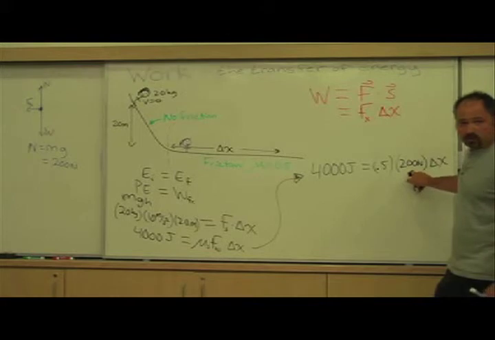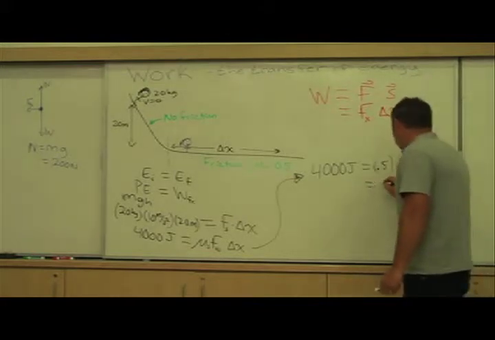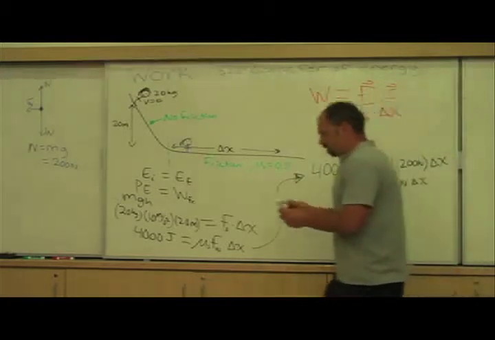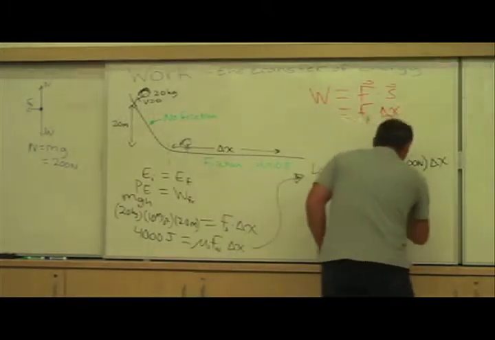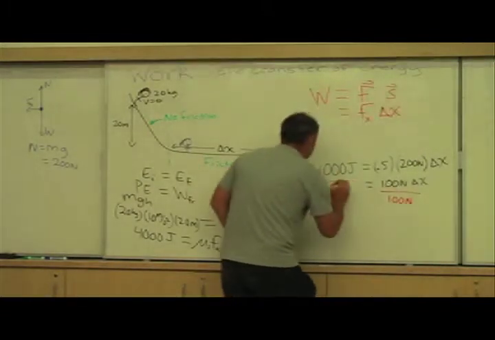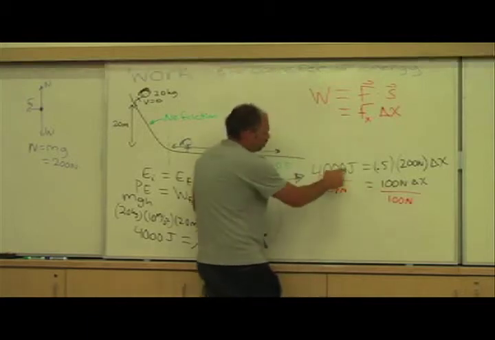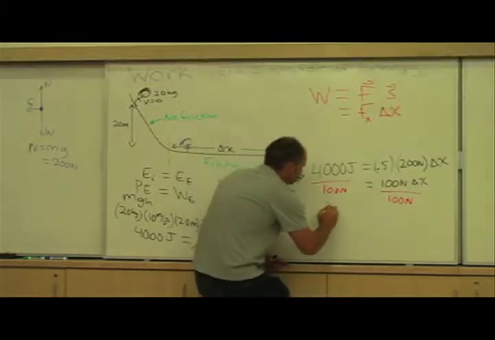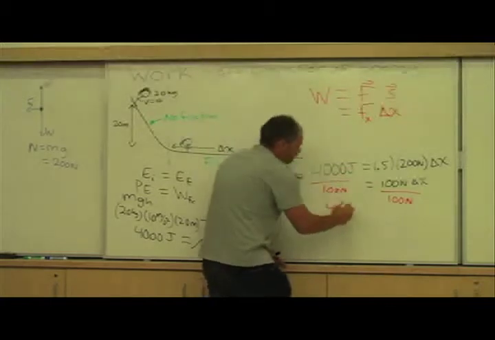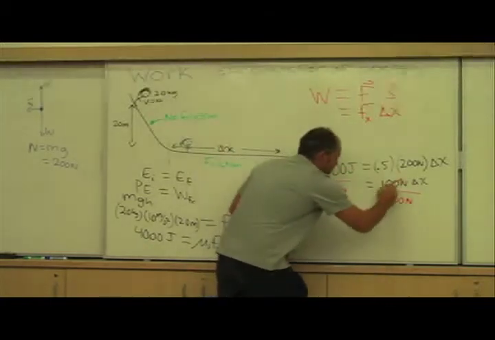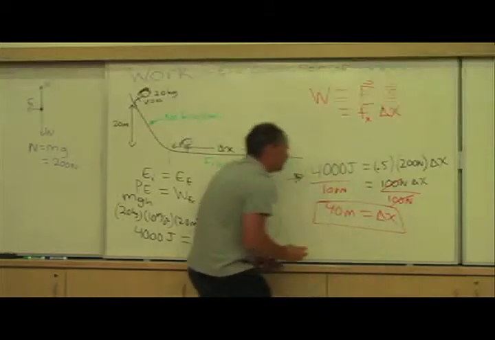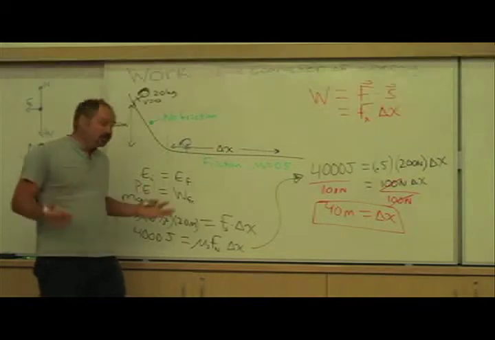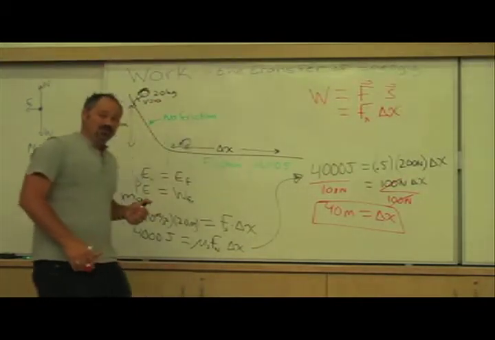0.5 times 200 is 100. And then if I just divide both sides by 100 newtons, well, 4,000 divided by 100 is 40, and a joule divided by a newton is a meter. These guys cancel, and I have the answer. She'll slide 40 meters before coming to rest in this situation.